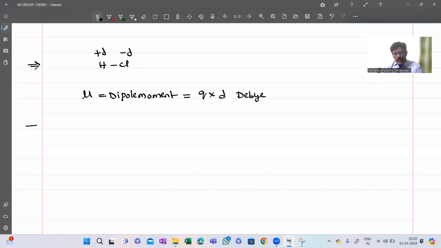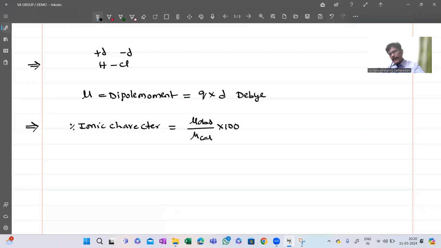So if you know the dipole moment, sometimes they will give the observed dipole moment. Sometimes they will ask percentage of ionic character. The bond is polarized, so how much is it polarized? How can we find out? Mu observed by mu calculated into 100. But how can you get mu observed? Mu observed, they will give the value in the question. I will discuss a few questions later.